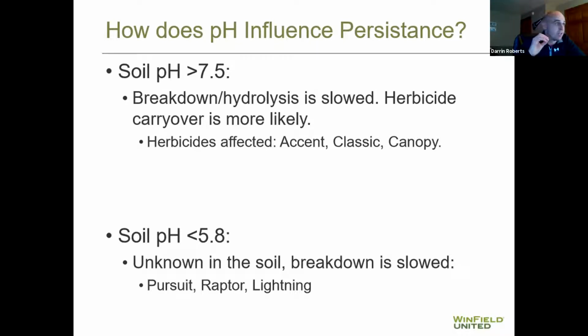But with these group 2 ALS inhibitors, they react differently. These herbicides up here, Accent, Classic, and Canopy, these would fall under your SUs or sulfonylureas, which is a particular chemical family within this herbicide group. These ones on the bottom here, these would be more like your IMI. We're not going to pronounce that long name. IMI herbicides, which is a different chemical family within ALS inhibitors. But the SUs, these are broken down by acid hydrolysis.